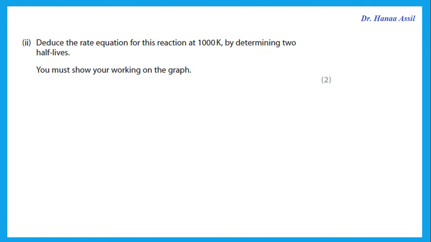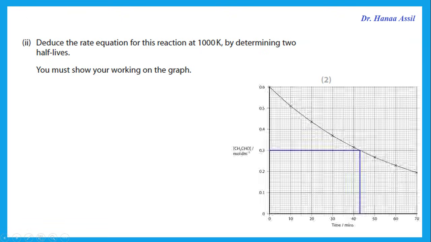Deduce the rate equation for this reaction at 1000 Kelvin by determining two half-lives. Okay, so if we have a concentration time graph, I can determine the half-life. Half-life is the time taken for concentration to become half of what it was. So from the graph, I can tell going from 0.6 to 0.3 took about 43 minutes. So this is the first half-life.